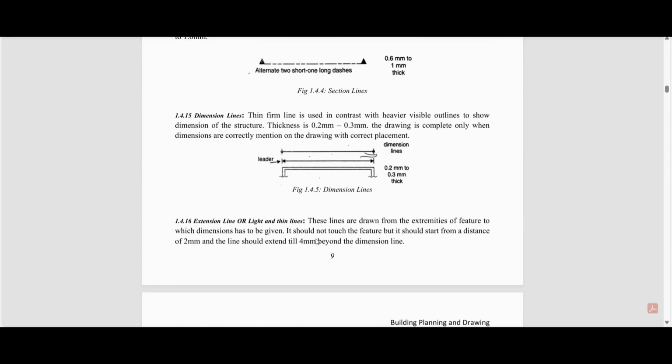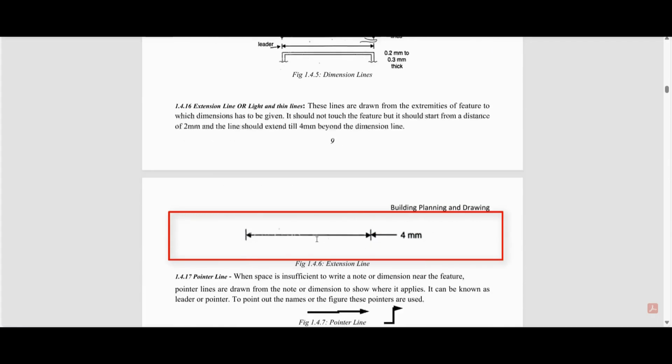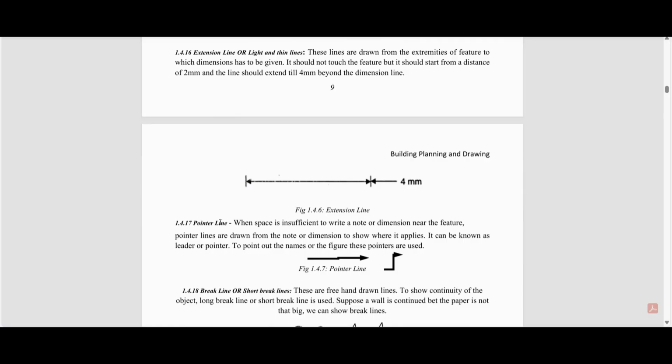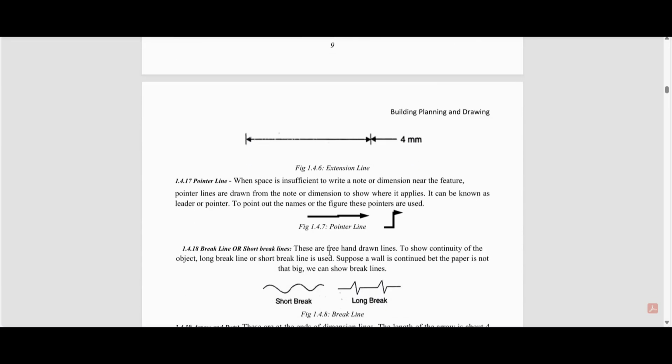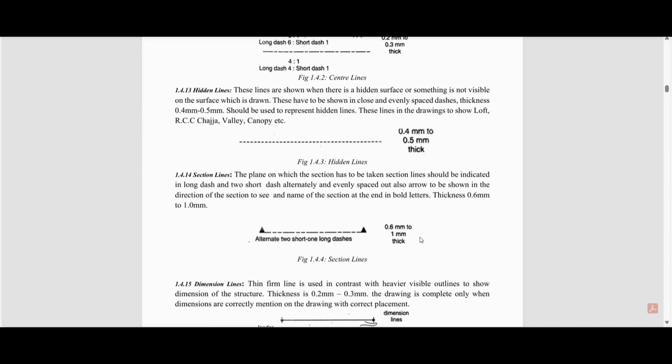Next one is extension line, a light and thin line. So here it is 4 mm. Next one is pointer line. To point out an exact part of your drawing, you can use this pointer line and the thickness is like this. Let me show you how I implemented all these different types of lines in an AutoCAD project.